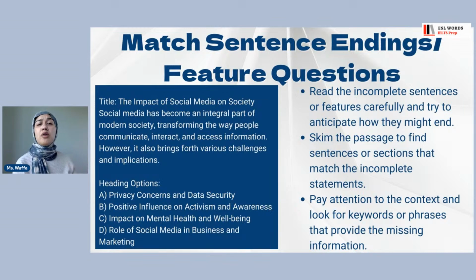So maybe you could look for similarities or something that talks about the same topic that the heading is throughout the passage. And lastly, you need to pay attention to the context and look for keywords or phrases that provide the missing information.